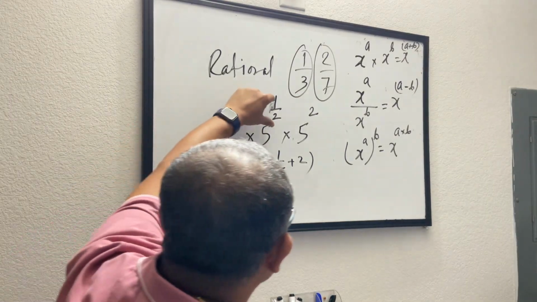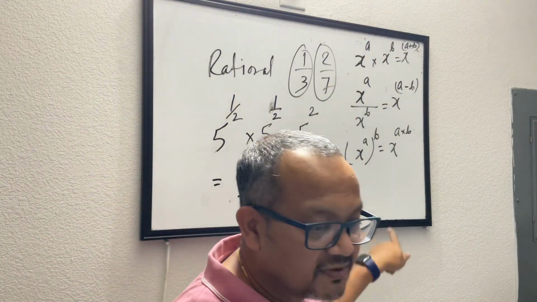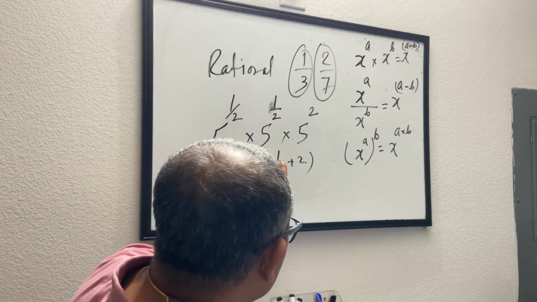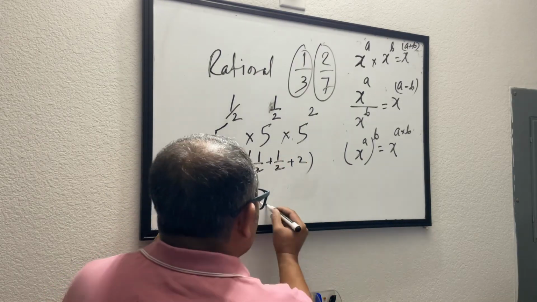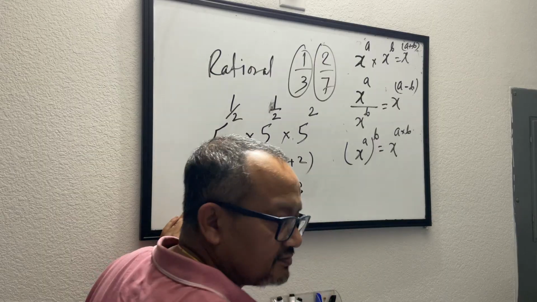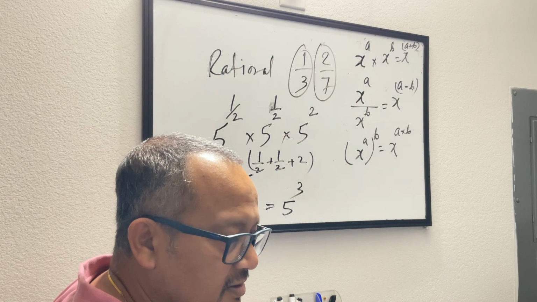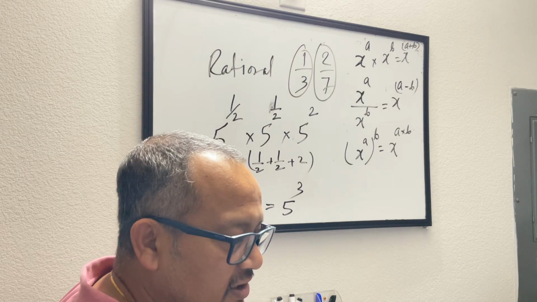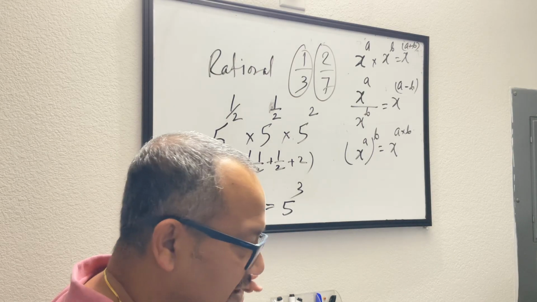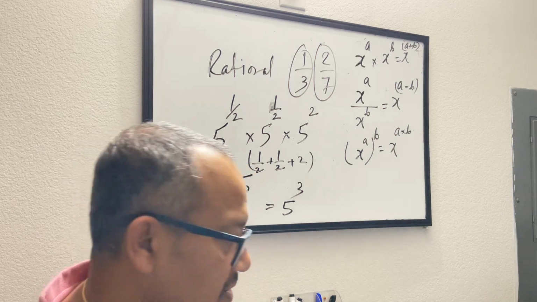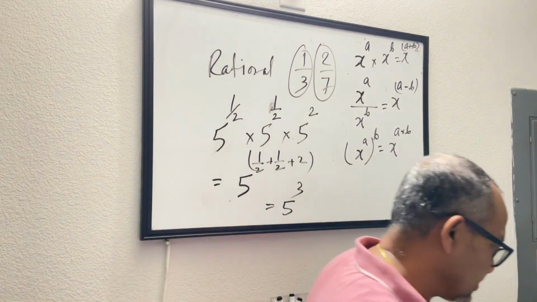So rational exponents are nothing different from the basic rules that we have learned. We can use the same way. It becomes 1 by 2 plus 1 by 2 will be 1, plus 2 is 3. So this becomes 5 to the power 3. Is it okay? Yeah? Kushi? I know this was a little late start, but are you able to follow me better so far? Are you okay?